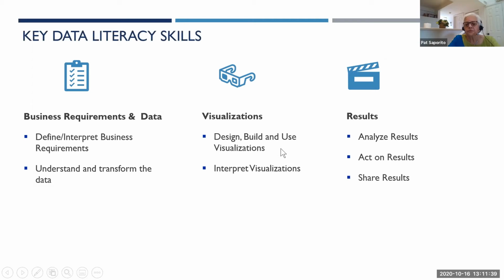Then we're going into the visualizations. So it's design, building, and using your visualizations. And this assumes that you're doing some modeling as part of this, right, in the visualizations, and interpreting the visualizations. And then the last part is the results, getting results from what you've prepared. So analyzing it, acting on it, and sharing the results.